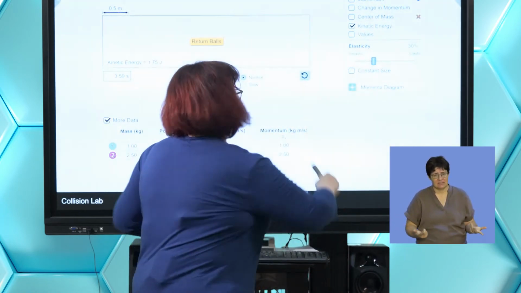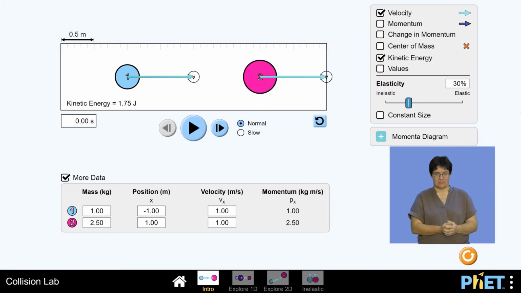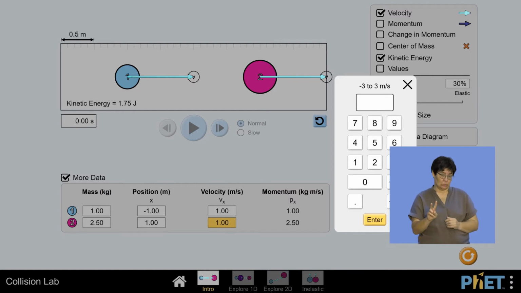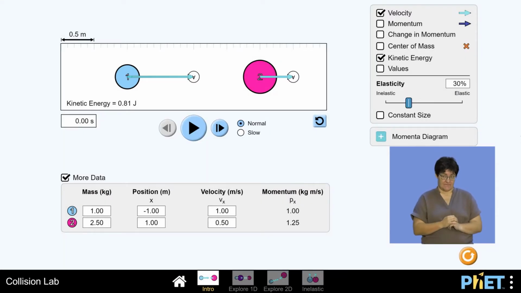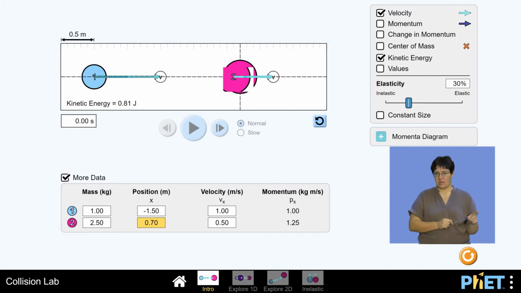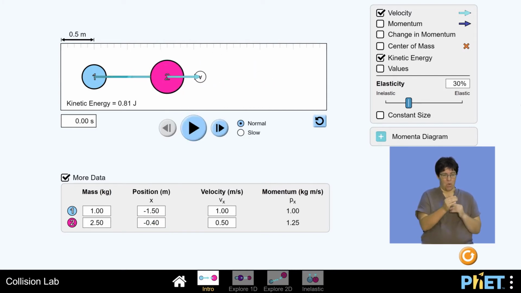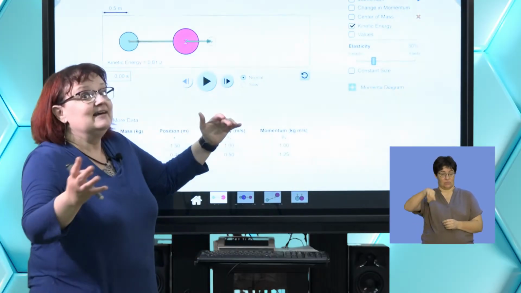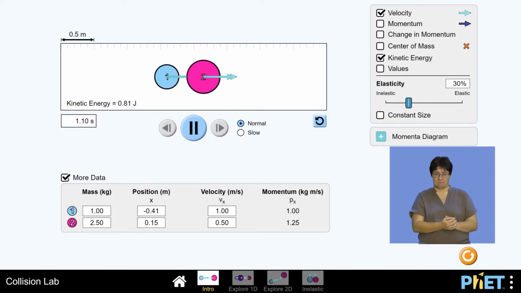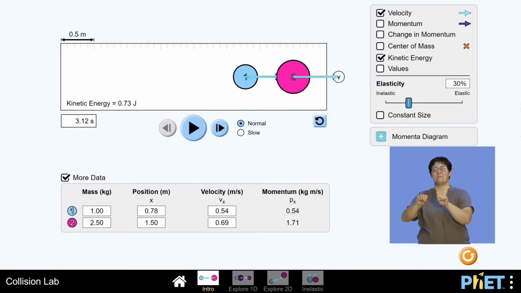So let's reset it. Let's make number 2 go slower, let's make it 0.5, and let's give 1 a bit of a fighting chance. So I'm going to put 2 a little bit closer to 1, and there's more space for it to try and catch up. Total kinetic energy, 0,81 joules. Let's see what happens. There we go. They collide, but 0,73, so we lost energy again, and they move on.